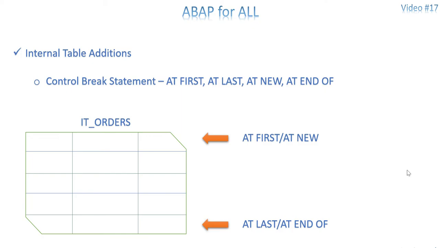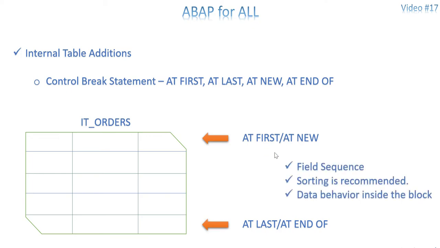So the syntax would be at new field name, endat, and at end of field name, endat. A few things to be considered, especially for at new and at end of. Field sequence is very important, and sorting is recommended. It's not mandatory, but it's recommended for the actual result which you are expecting, and data behavior inside the block. So that also you have to keep in your mind.